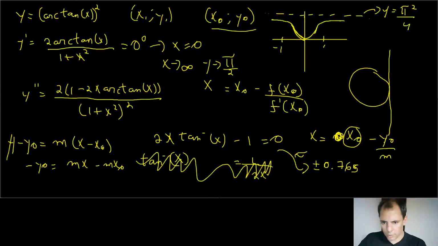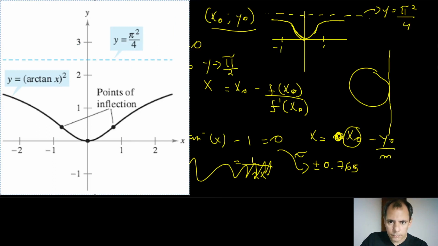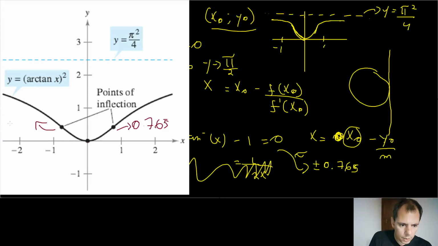And I'm going to show you the graph now. There. You see that? So here you have the pi squared divided by 4, and here you have the 0, 0. Here you have this point, it's going to be 0.765 for x. And this one in here is going to be minus 0.765 for x. And that's when it changes from concavity up to concavity down.